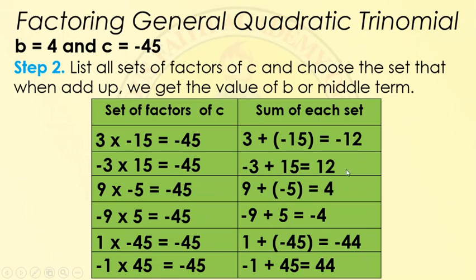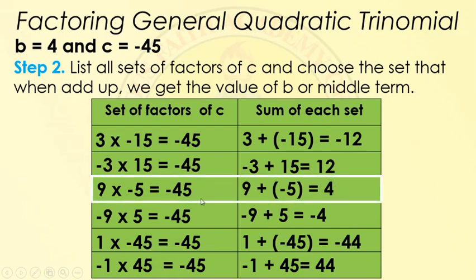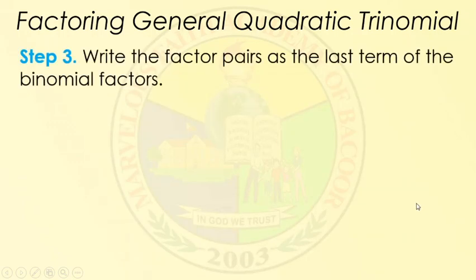Okay? If you notice, the value of b is 4. Therefore, we just look for where there is a positive 4. So, there. That is our factor pair. We have 9 and negative 5. Okay? The next, step number 3, write the factor pairs as the last term of the binomial factor. Okay? So, we just write them as the last term.